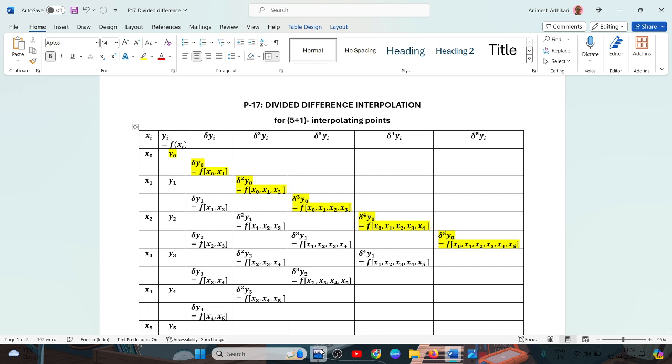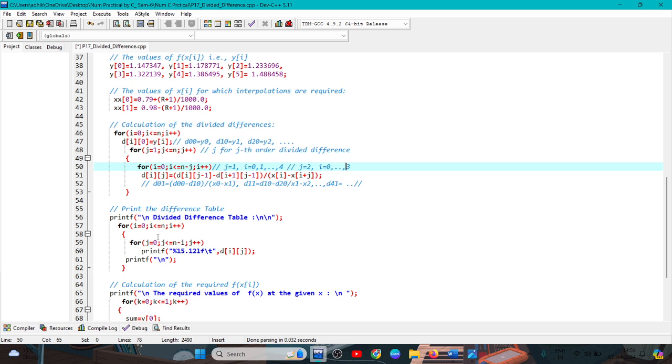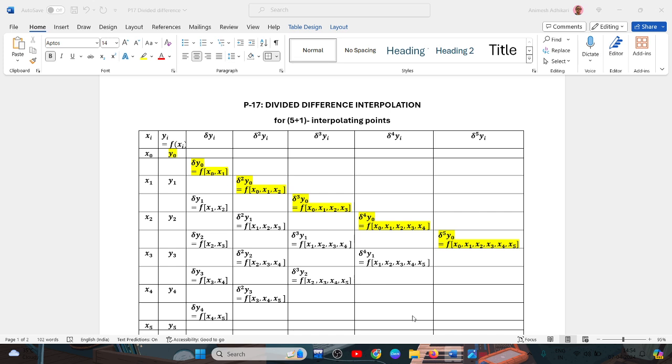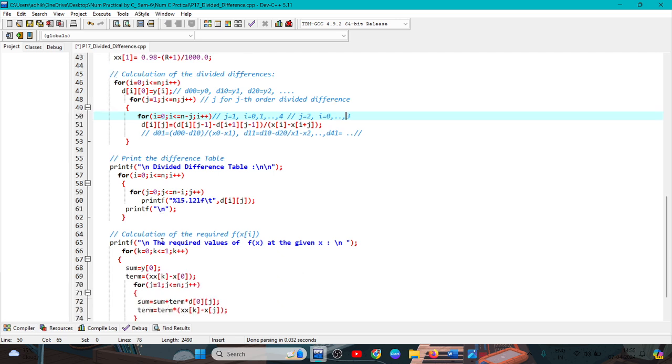So we get the row-wise print. For the second row, i equal to 2, print the second row from the table: y1, delta y1, delta 2 y1, delta 3 y1, delta 4 y1. In this way we get the difference table.